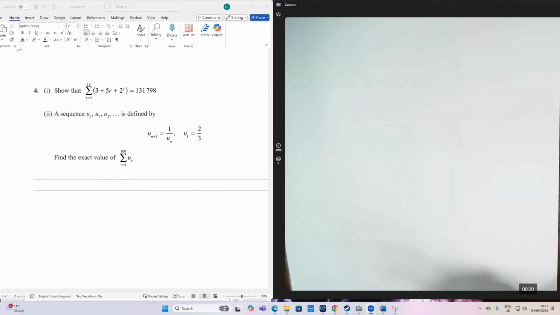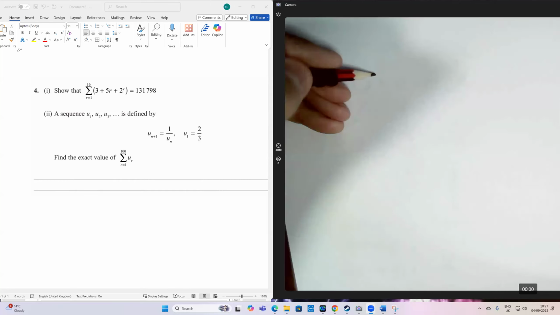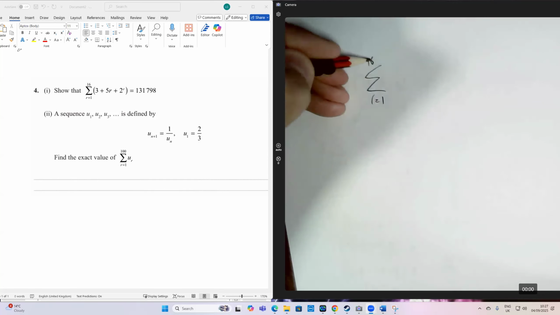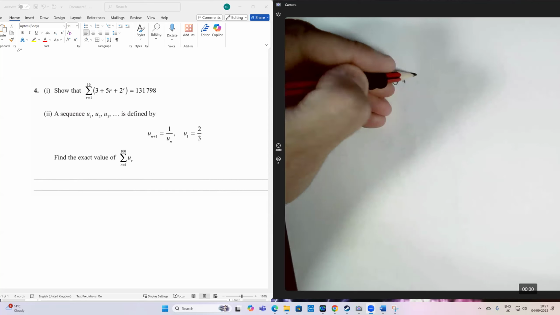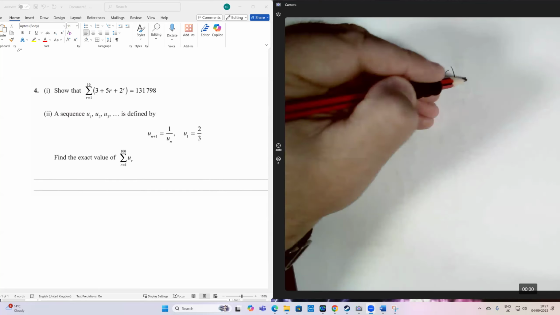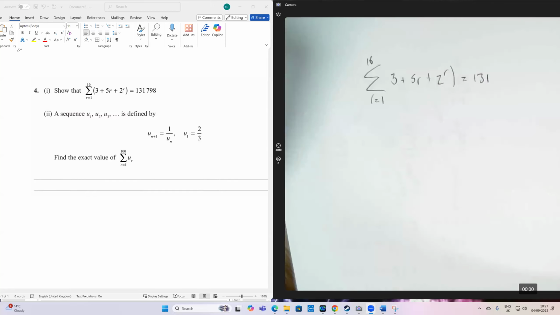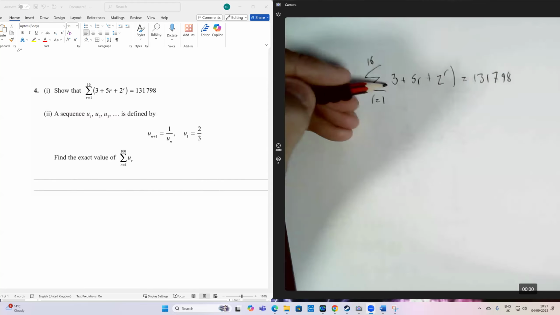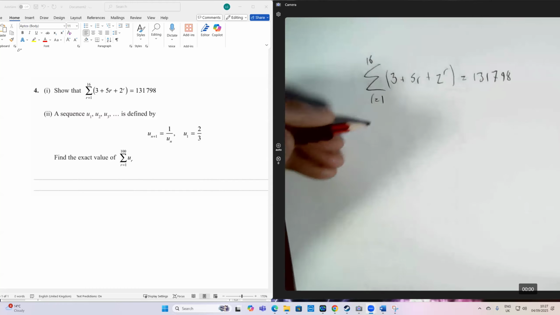Hello everyone, let's have a look at this next exam question on sequences and series. It says, show that the summation from r equals 1 to 16 of that expression is 131,798. So let's write that down first. We're working out the summation from r equals 1 to 16 of 3 add 5r plus 2 to the r, and we've got to show ultimately that it equals 131,798.